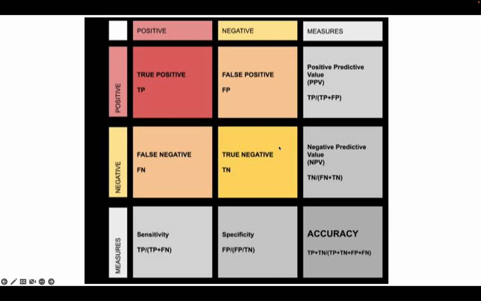ठीक है. अभी true negative क्या है? अगर उसने एक cat को cat बोला तो वो true negative है, because it was a cat and was supposed to be a cat. ठीक है. तो ये confusion matrix है 2x2 का. ये now इन सब के measures है.